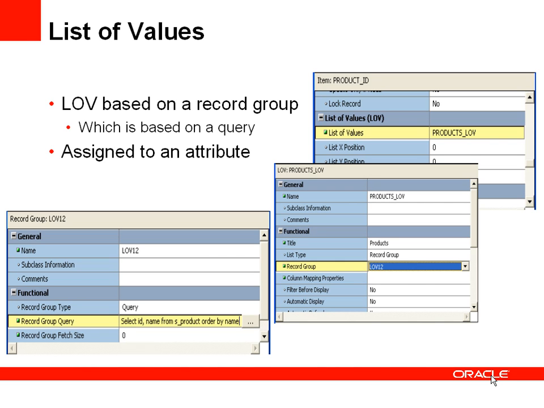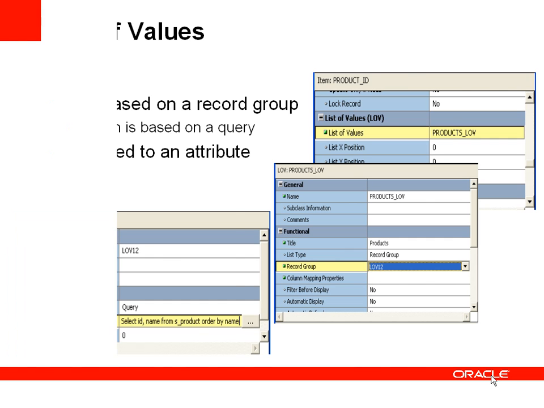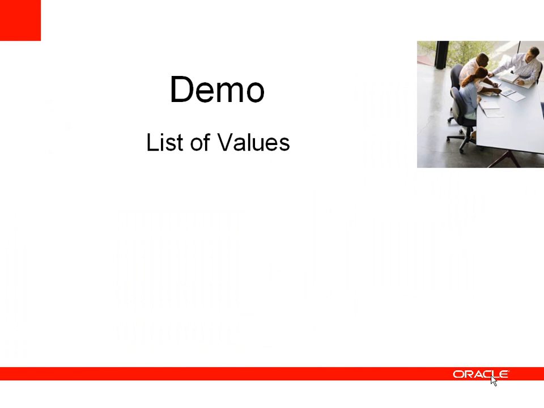So for example, on a list of products, we could have a pop-up or a choice list or some other way of choosing those values rather than entering them directly. So let's have a look at how we implemented our list of values in our ADF application.